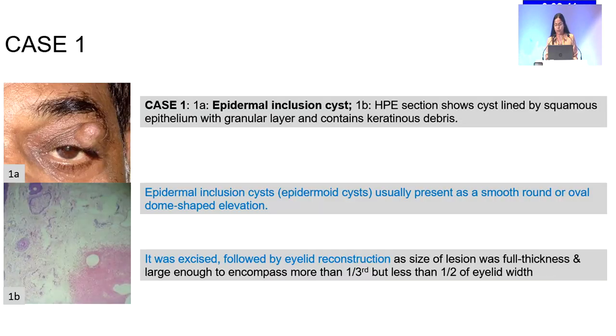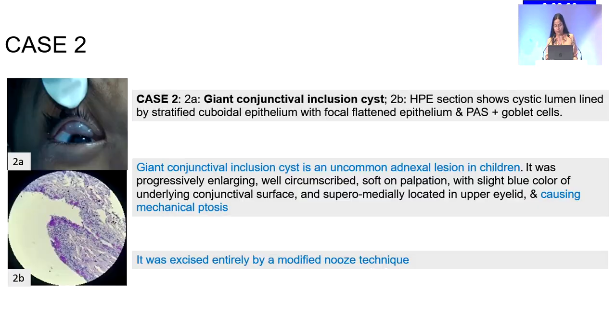So my first case was an epidermal inclusion cyst. It usually presents as a smooth, round or oval dome. In our case, it was excised, followed by eyelid reconstruction by Tenzel's semicircular flap method. The second case was a giant conjunctival inclusion cyst in a young 4-year-old child, which is an uncommon adnexal lesion in children. It was causing mechanical ptosis. It was excised entirely by a modified noose technique.